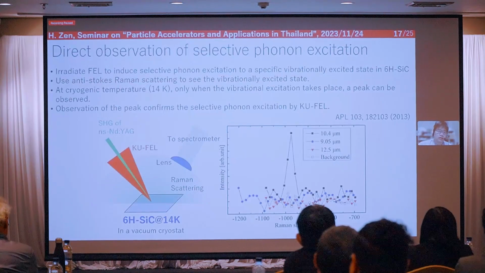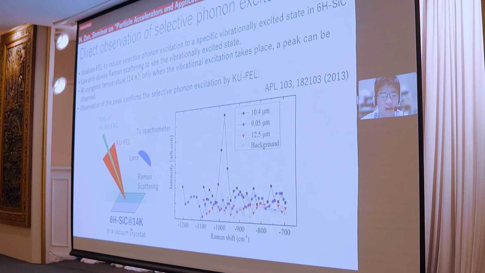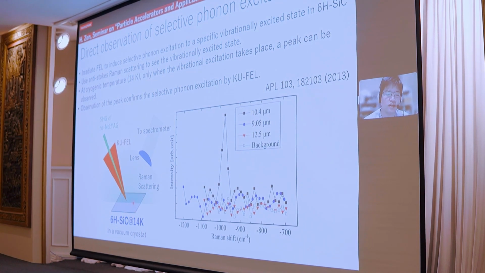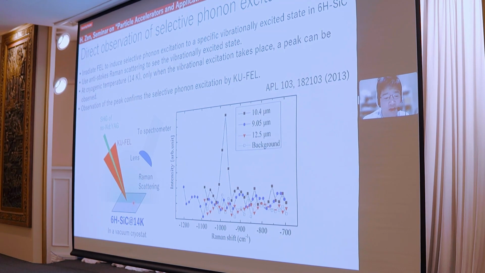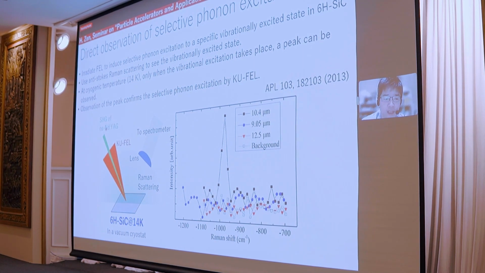For the direct observation of selective phonon excitation, the sample, 6H hexagonal silicon carbide (6H-SiC), is placed inside the vacuum, put on the cryostat and cooled down to 14 Kelvin. And we shoot FL to excite the specific vibrational excitation state, the selected state, and probe the existence of the excitation by using Raman scattering, using the nanosecond neodymium laser.